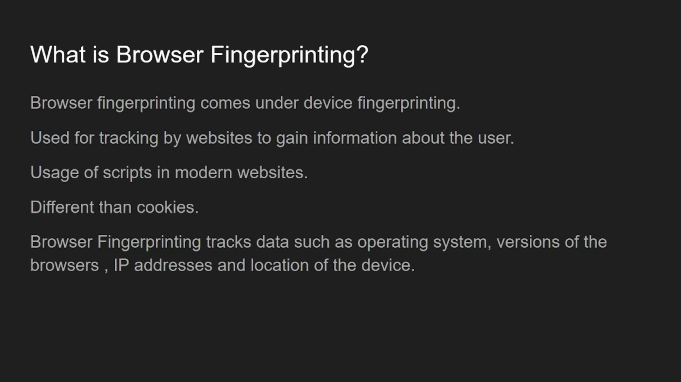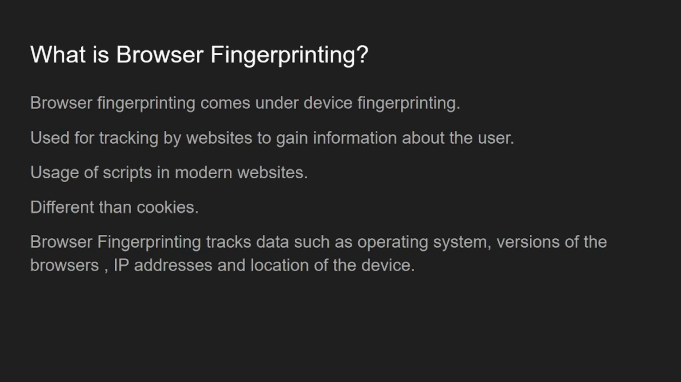So what is browser fingerprinting? Fingerprinting is a microfield under device fingerprinting. It is used for tracking by websites to gain information about the user. A lot of modern websites use some form of script in how they're built, and browser fingerprinting is injected into these websites through these scripts, such as JavaScript or HTML code, stuff like that.